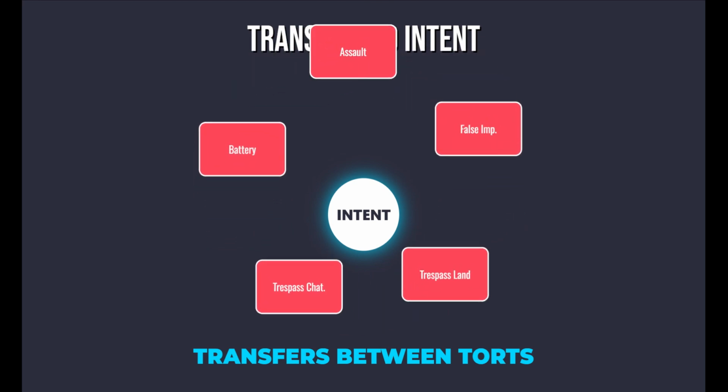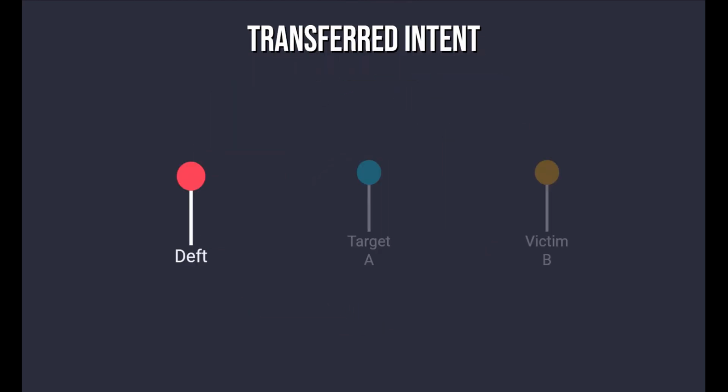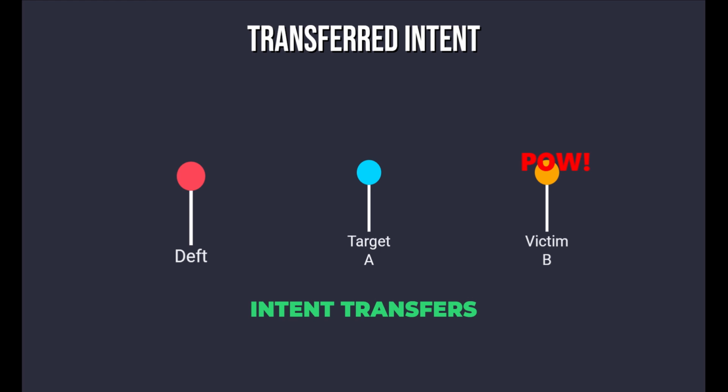Battery requires 4 elements: an act, intent, causation, and contact. The contact must be either harmful or offensive to the plaintiff's person. Harmful contact causes actual injury, pain, or physical impairment. Offensive contact violates a reasonable person's sense of personal dignity. The standard for offensiveness is objective. It is based on what an ordinary person would find offensive. However, if the defendant knows of the plaintiff's particular sensitivities, the standard changes.